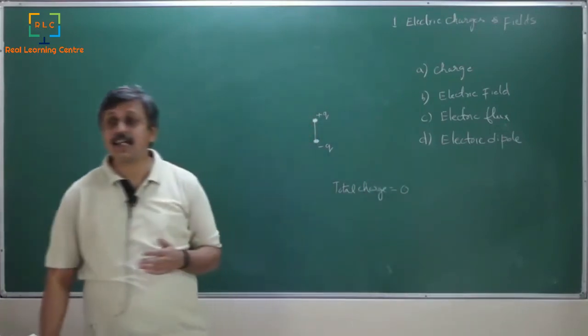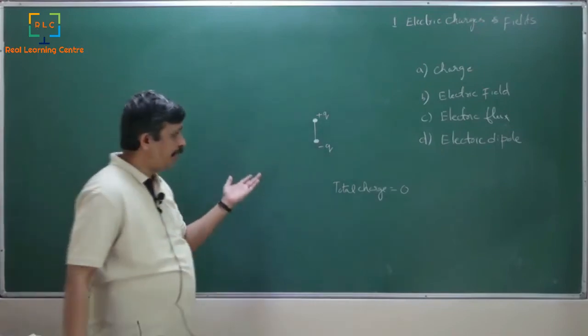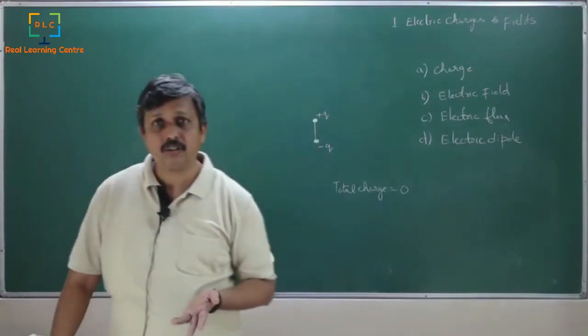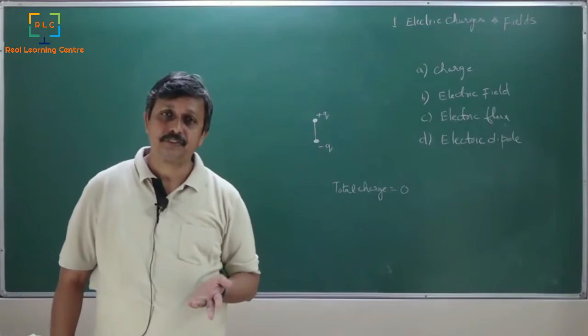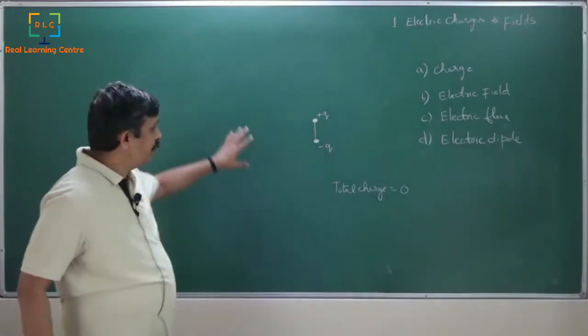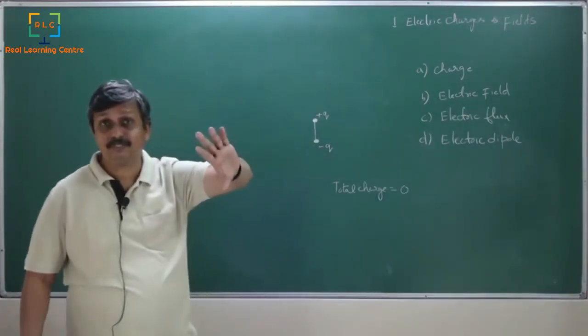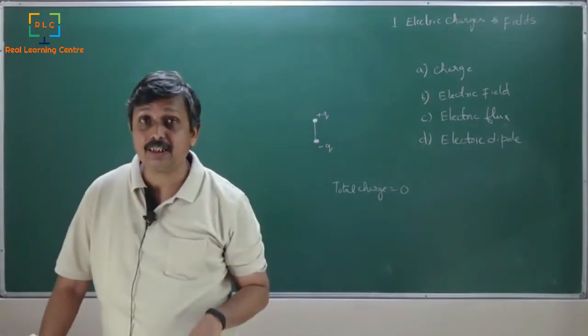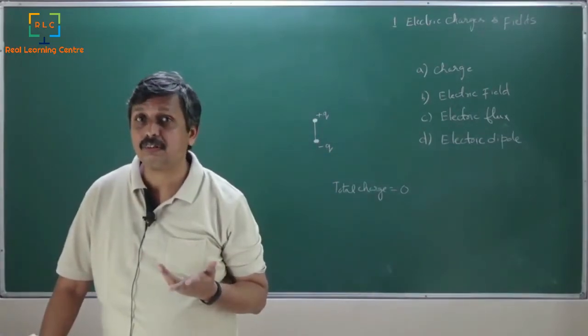So if total charge is 0, why? Because plus q minus q added together, you can add charges, it is 0. So total charge is 0. So does that mean the total electric field around it is 0? Just because charge is 0, is electric field 0?